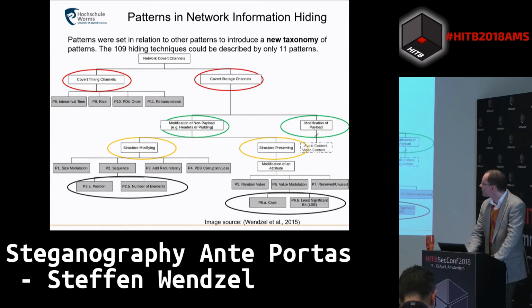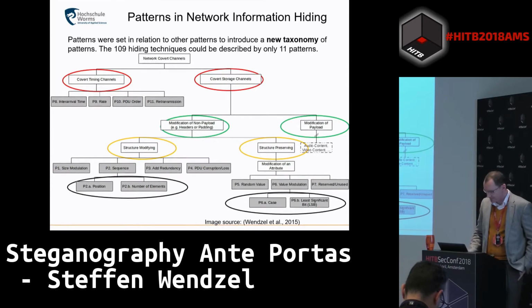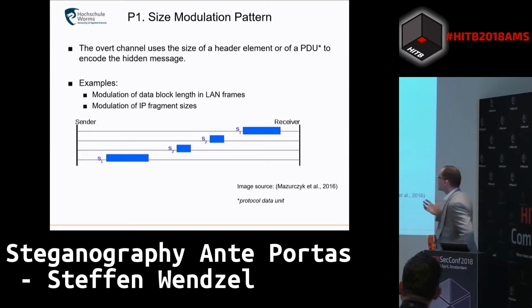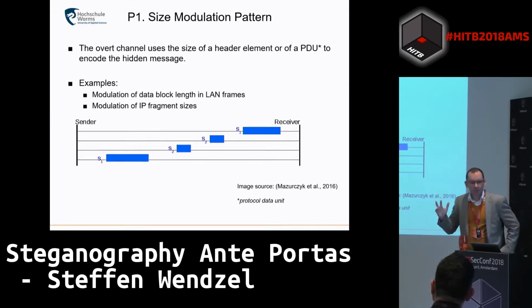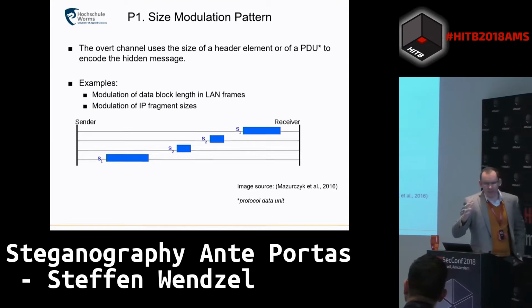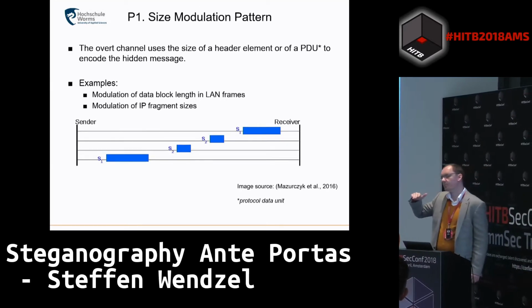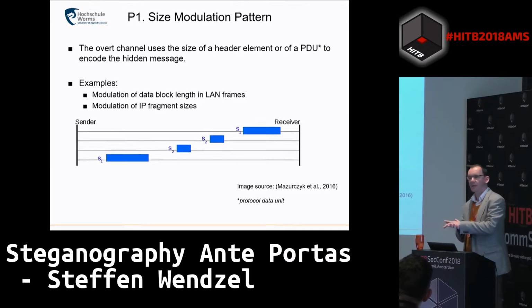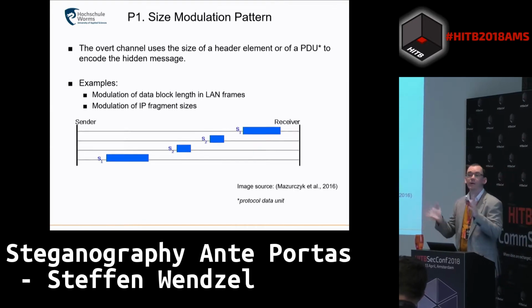And I will now go through them, starting with the one in the lower left corner, to show you how easy it actually is to hide data. So the size modulation pattern basically uses the size of network data that we transfer, network packets, and changes the size, like, for instance, by adding additional data to the payload. And then a larger packet can encode a 0 and a smaller packet a 1.